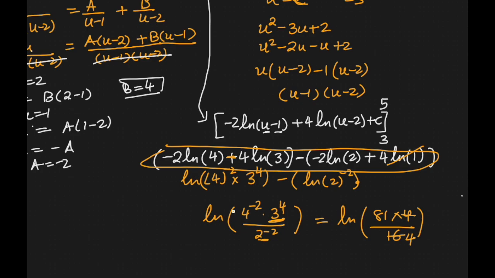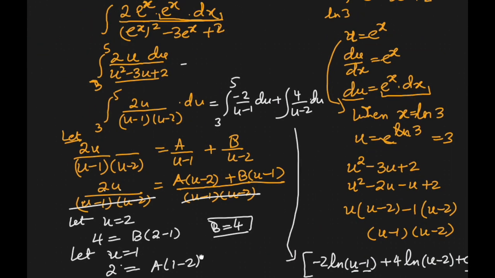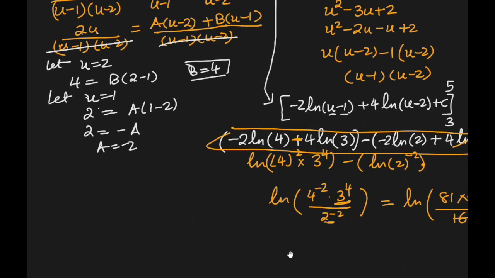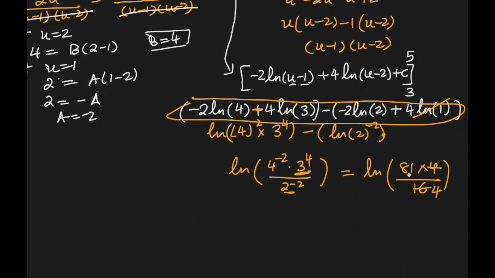Did they ask for the exact value of this? Give your answer in the form of natural log a, where a is a rational number in its simplest form. This one, we got 81 over 4. So natural log of 81 over 4, so this becomes our a. A is 81 over 4.